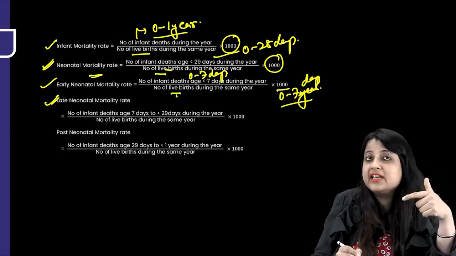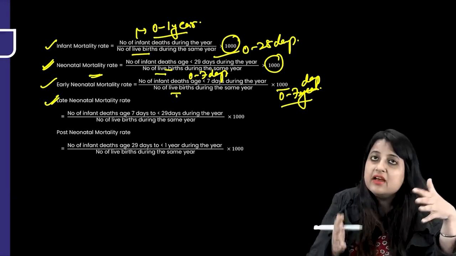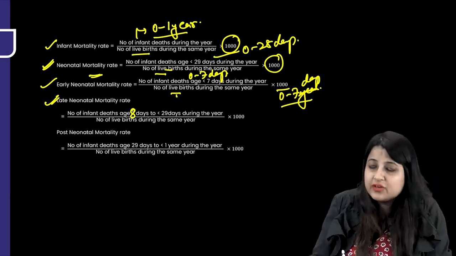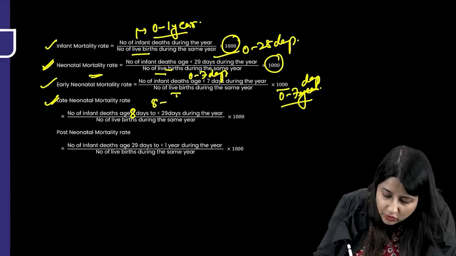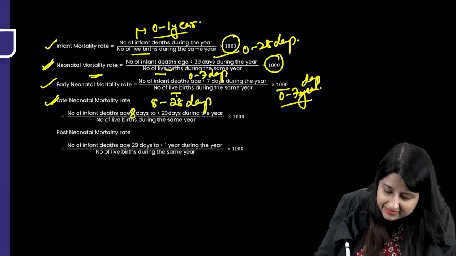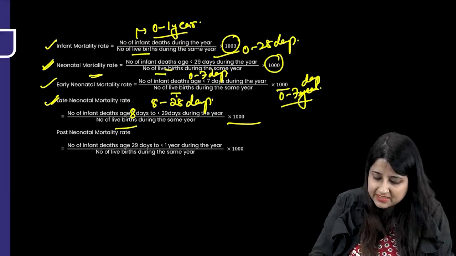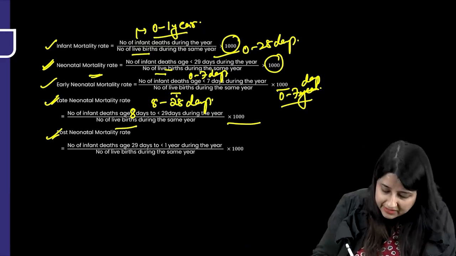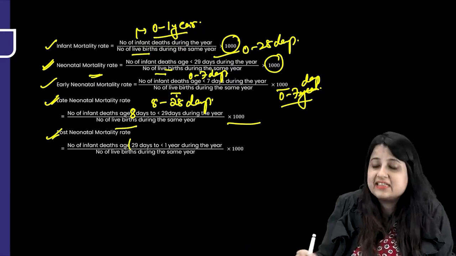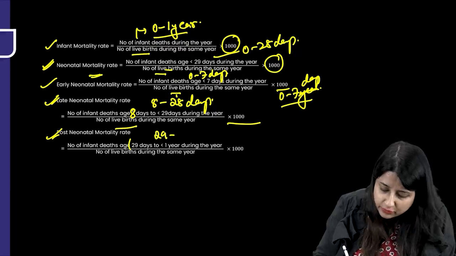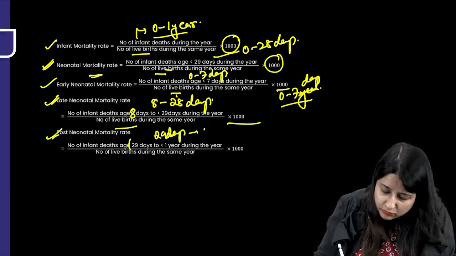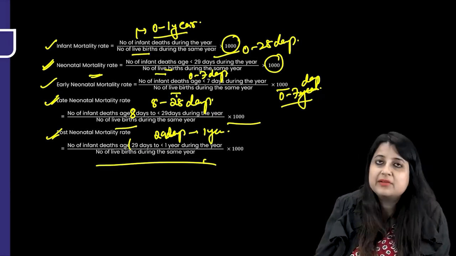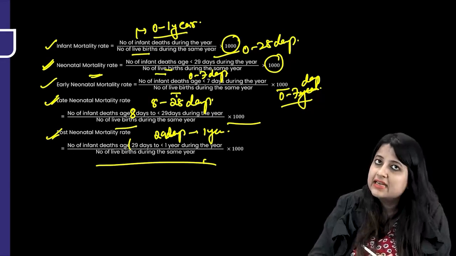What is late neonatal? Late neonatal means from the 8th day onward. Okay, it is from 8 days. So up to the first 7 days is early. So this is from 8 to 28 days. But again multiplier 1000, denominator live birth. Post neonatal means after the neonatal period, meaning from 29 days to 1 year. Okay, 29 days to how many years? 1 year. Okay, per 1000 again live birth. So everywhere the multiplier is 1000 and the denominator is live birth.